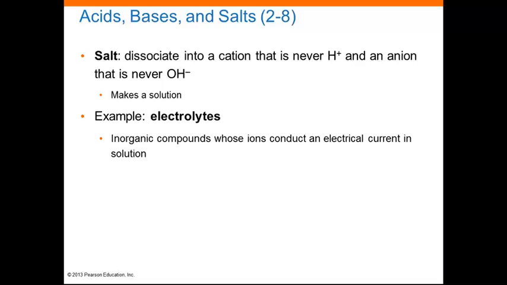Electrolytes are inorganic compounds whose ions conduct an electrical current in solution. And why is this important? Why are these salts important? What parts of your body might need to conduct an electrical current? What do you think? You can pause the recording and think about this for a moment. There are two main types of tissues that conduct electrical current, and those are muscle tissues and nervous tissues. So these electrolytes, these salts, are very important, just as important as acids and bases.